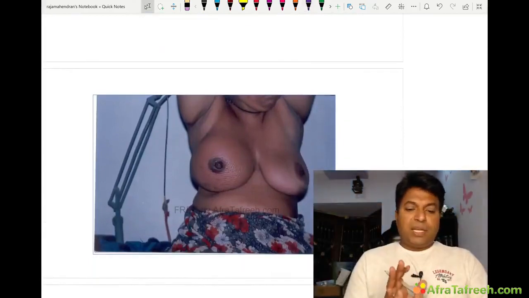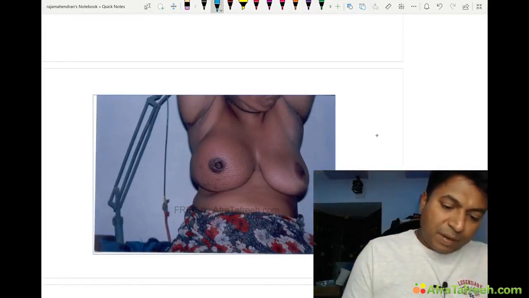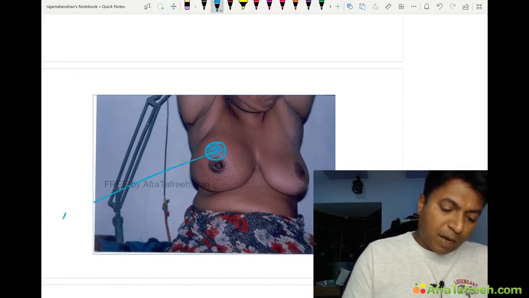So this is a patient coming to you with a cancer breast. I am going to ask you the staging for this case. The patient is having a 4 centimeter cancer in the upper outer quadrant.